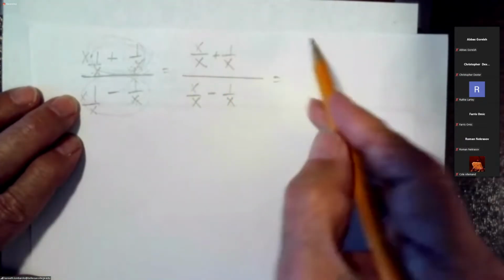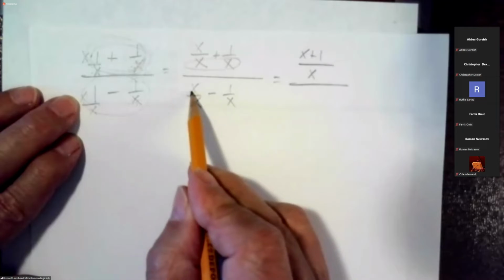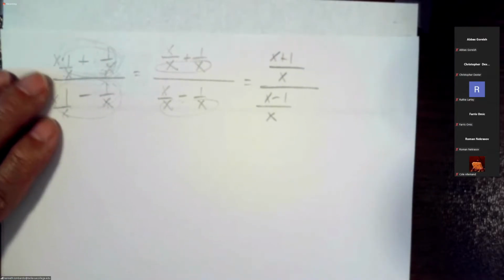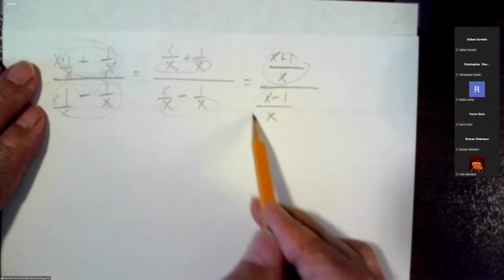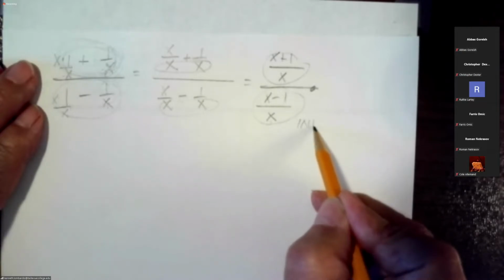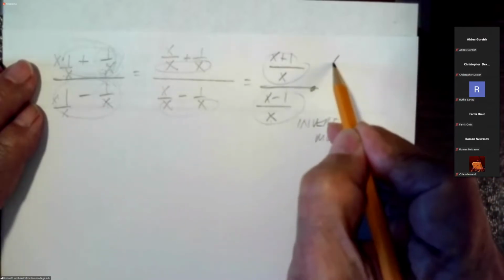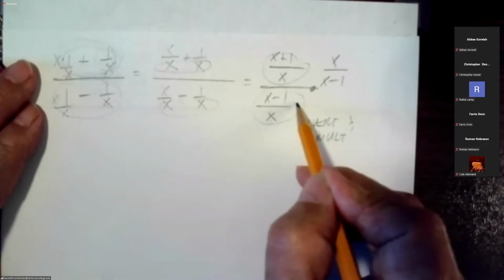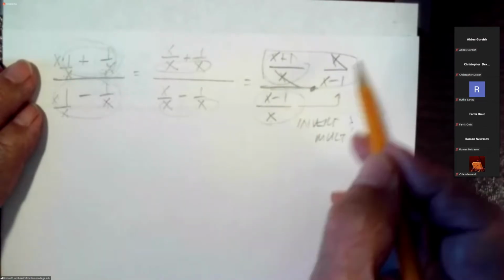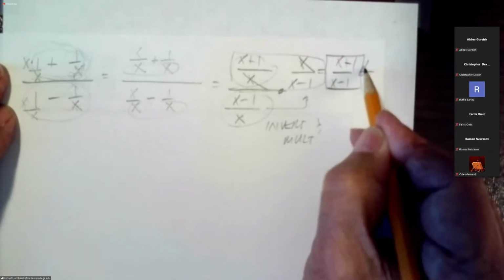So the numerator I can simplify as x plus 1 over that common value of x. And the denominator becomes x minus 1 over the common value of x. Okay, now I have a fraction over a fraction. And what do I do in that case? What do I do to resolve this? Invert and multiply. So I'll invert this to x over x minus 1. So this becomes this. So now I'm simplifying this, and the x's cancel. So that leaves me x plus 1 over x minus 1 as my solution.